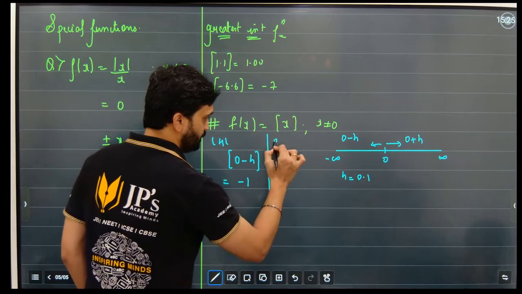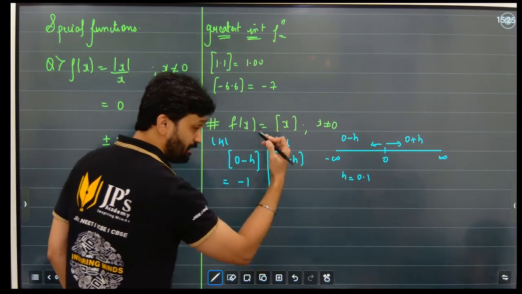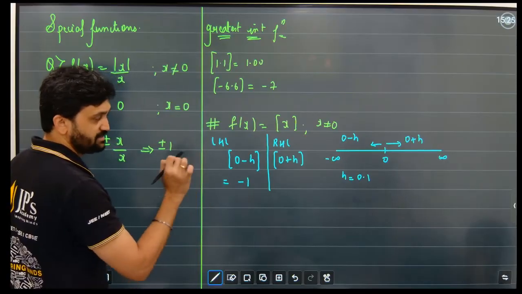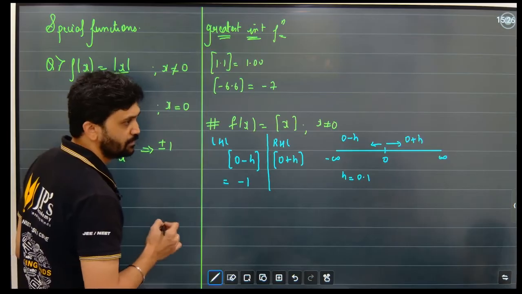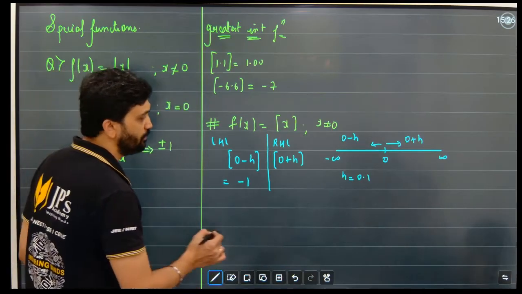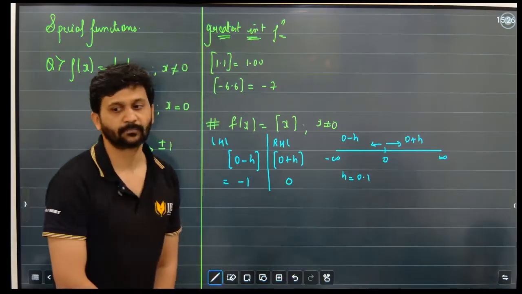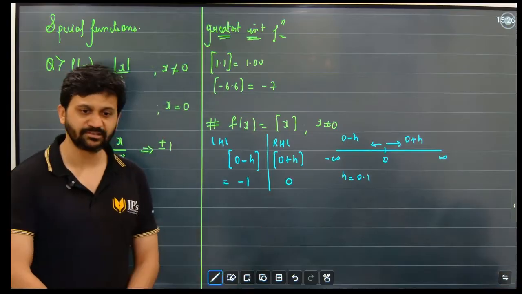Let's take the right hand limit. 0 plus h. I haven't written the second part of the question at all. What is the value of h? 0.1. What is 0 plus 0.1? 0.1. What is the greatest integer function of 0.1? 0. Are the answers matching?